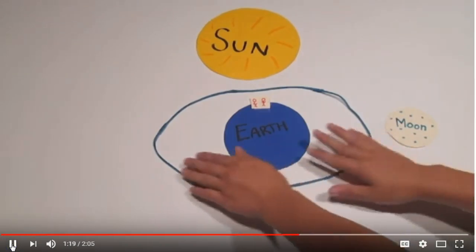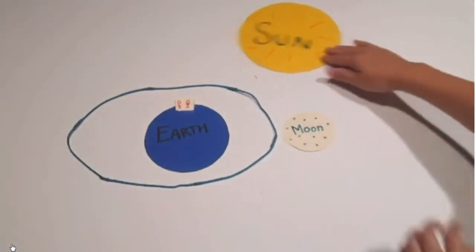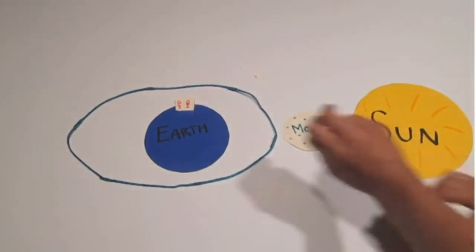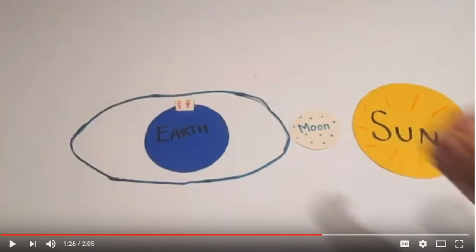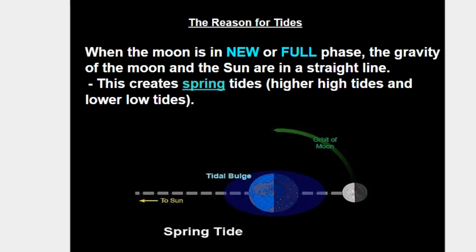Then, when the sun is in line with the moon, it moves the tides to create super high tides and super low tides because they are both pulling the water. This is a different type of tide. When the sun and the moon are parallel to one another or in one straight line, we call this the spring tides. This will give us more extreme tides, so our high tides will be very high and our low tides will be very low.